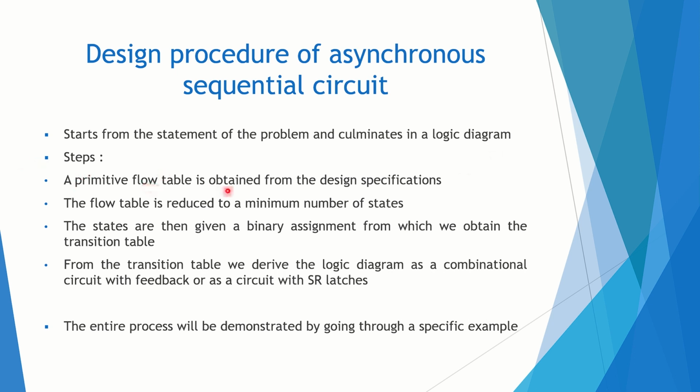A primitive flow table is obtained from the design specifications, from the state table or the state diagram. The flow table is reduced to a minimum number of states. Then states are given binary assignment, and that should be race free. From the transition table, we derive the logic diagram as a combinational circuit with feedback, that is gates with feedback, or as a circuit with SR latches. The entire process will be demonstrated by going through a specific example.